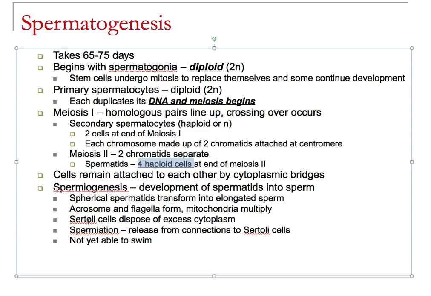Sertoli cells will dispose of excess cytoplasm. Spermiation is when you actually release the connections up to the Sertoli cells, and they're not able yet to swim here.